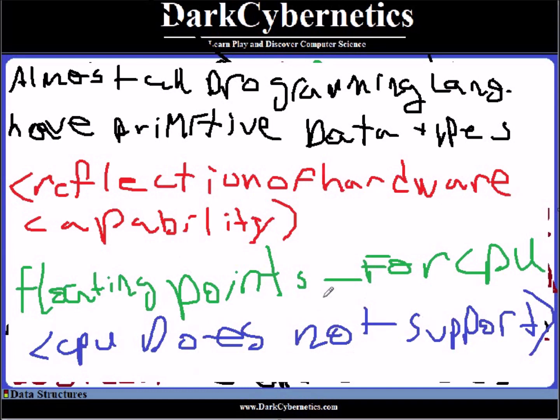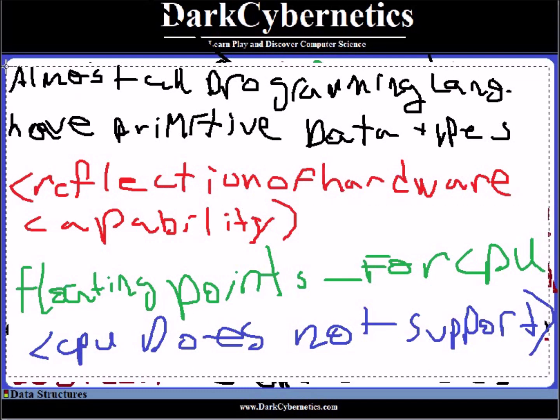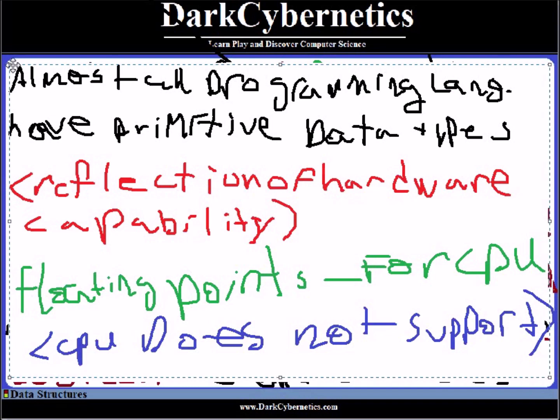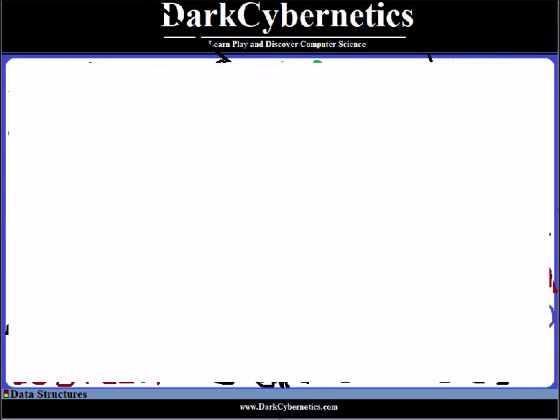So we can say that almost all programming languages have primitive data types, and this is generally a reflection of the capacity or the capabilities of the hardware. And one problem we have is that certain CPUs do not support floating points at all.